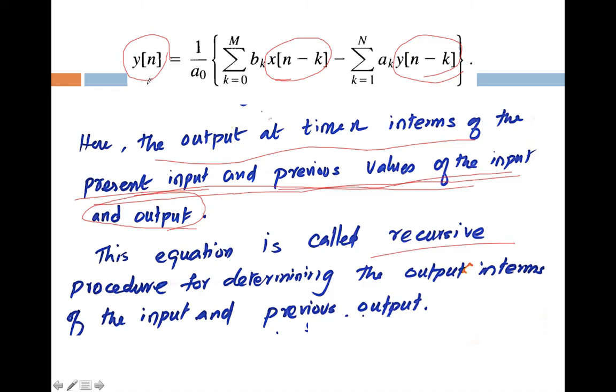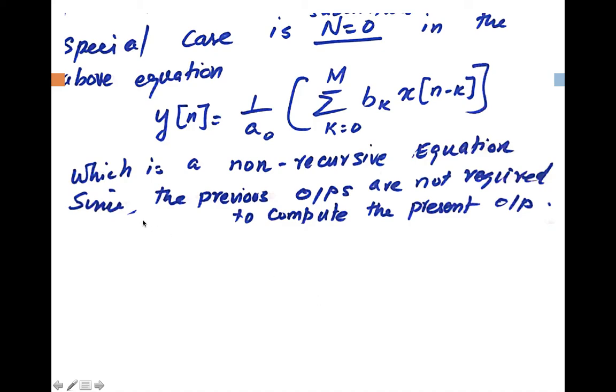Here, when you look at this equation, y of n is the output, present and past inputs are in x of n minus k, and past output is in y of n minus k. The procedure for determining the output in terms of input and previous output is called recursive computation. And we are going to discuss a special case of this difference equation.